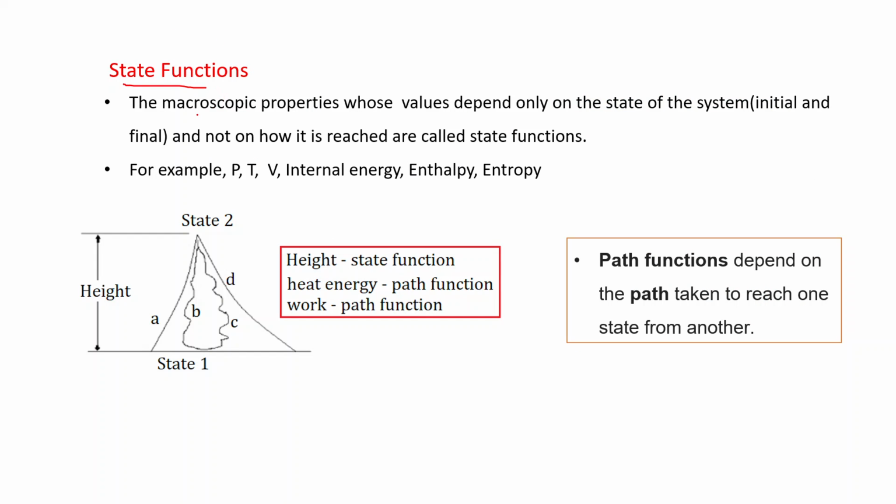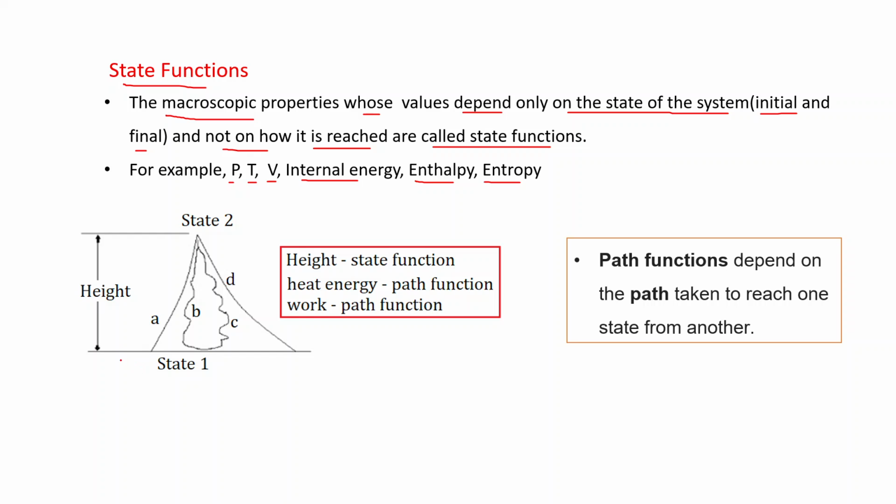State functions. The macroscopic properties whose values depend only on the state of the system, its initial and final state, and not on how it is reached, are called state functions. For example, pressure, temperature, volume, internal energy, enthalpy, entropy. These are the state functions. Sometimes these are also known as the state variables. Let us see one example.